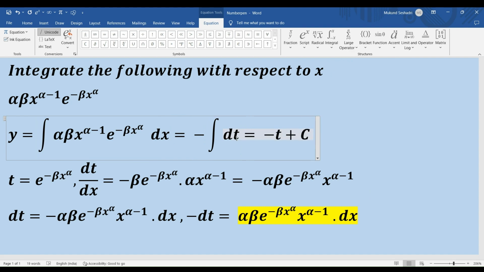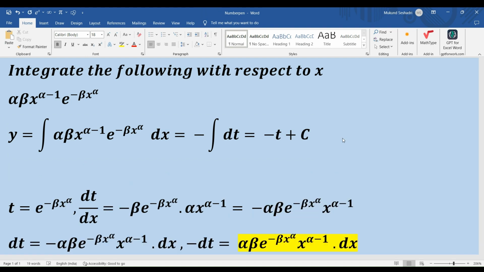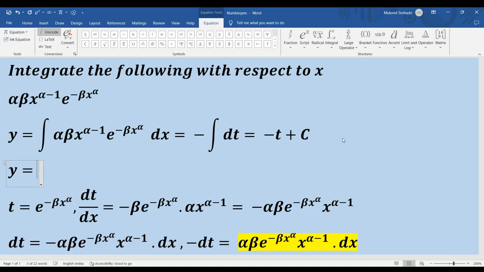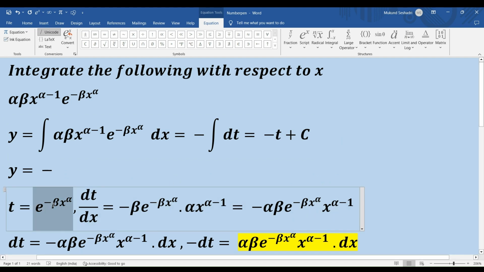Now I know that I cannot leave my answer in terms of t. I'll have to put back everything in terms of x. I go to the next line, and what is my t? My t is the original substitution that I made, and therefore my y equals minus of e to the power minus beta times x to the power alpha plus c, right?